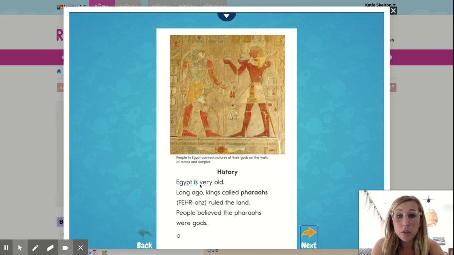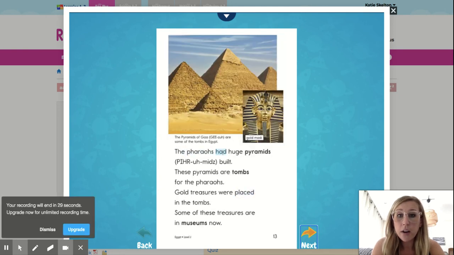History. Egypt is very old. Long ago, kings called pharaohs ruled the land. People believed the pharaohs were gods. So again, I'm going to go ahead and write down this bold word in my reader's notebook. The pharaohs had huge pyramids built. These pyramids are tombs for the pharaohs. Gold treasures were placed in the tombs. Some of these treasures are in museums now.